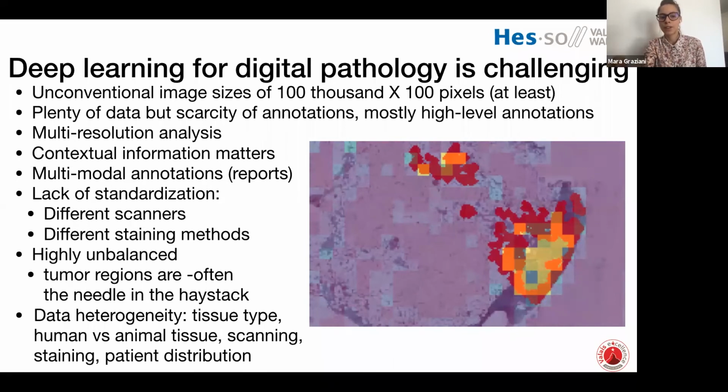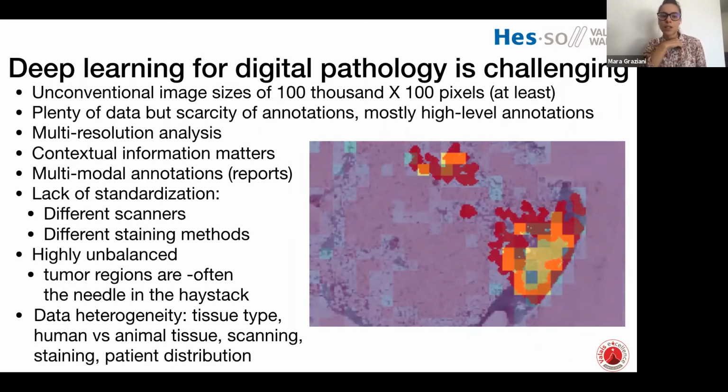There is also the fact that very often annotations come in different modalities. Sometimes they could be written reports, sometimes segmentations of the areas, sometimes just a label saying whether the slide contains tumor or not, and sometimes annotations segmenting the individual nuclei. This also goes with the lack of standardization: there could be different scanners being used and different staining methods, which would generate domain shifts in the data distributions.